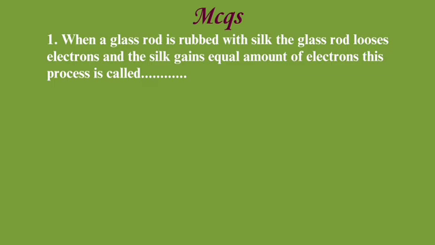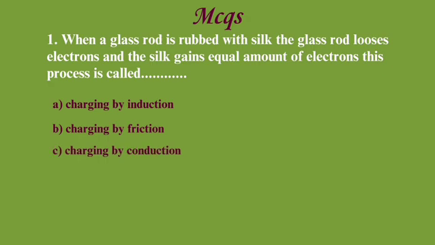1. When a glass rod is rubbed with silk, the glass rod loses electrons and the silk gains an equal amount of electrons. This process is called: A. Charging by induction. B. Charging by friction. C. Charging by conduction. D. Charging by electricity.